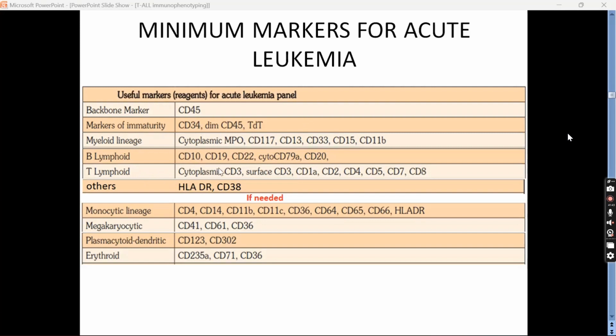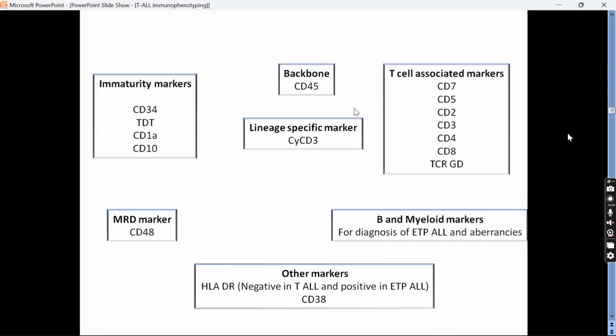So this we already saw. HLA-DR is very important in T-ALL. As I said, it will more likely be negative, except in ETP-ALL where it is positive. CD38 is another surrogate immaturity-like marker, but you should not go only with CD38. I repeat, CD38 is more likely moderately positive in T-ALL. So acute leukemias have a common panel. Immaturity markers for T-ALL are more likely CD34, TdT, CD1A and CD10. CD38 you can use as an additional surrogate.